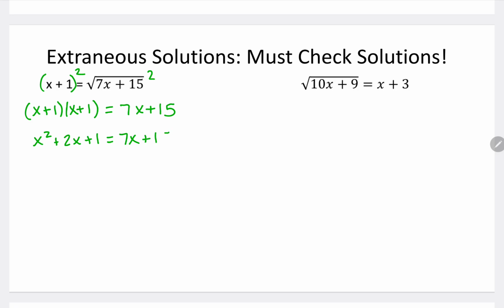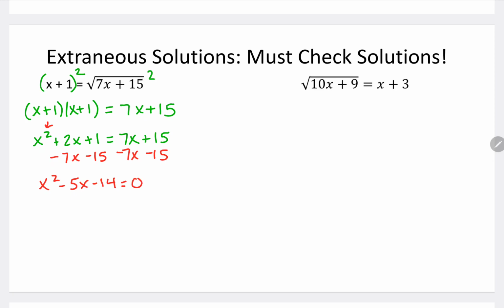So when we're solving this particular problem, we have a quadratic because of this x squared. To solve a quadratic, we need to make everything equal 0. So I'm going to move everything to the left side of the equal sign. So x squared minus 5x minus 14 equals 0.